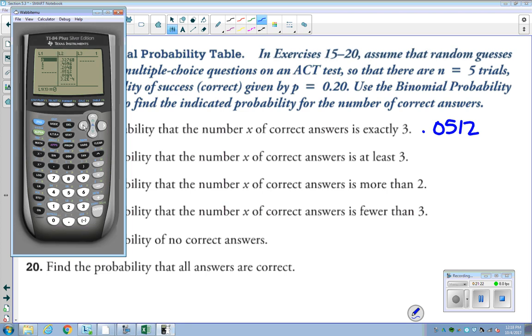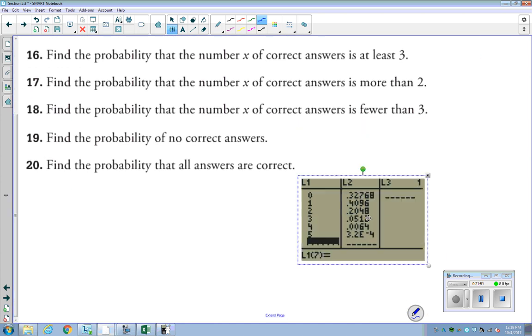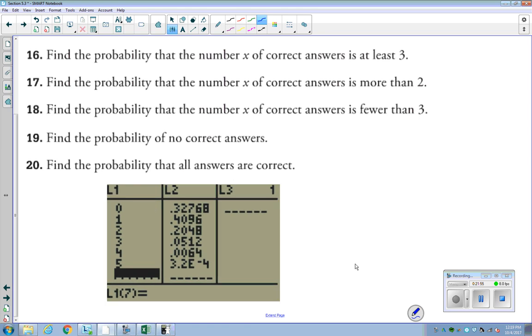So what are my possibilities? I get 0 correct, so that should be the first one. 1 correct, 2 correct, 3 correct, 4 correct, 5 correct. There were 5 trials, so all I did in L1 was put 0 through 5. And now I have my entire probability distribution, which in 5.2 it just gave to us, right? So now there it is.